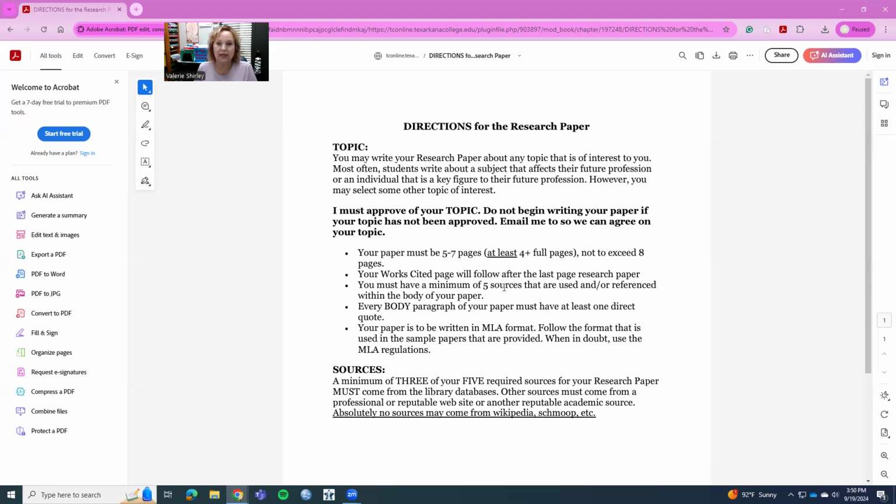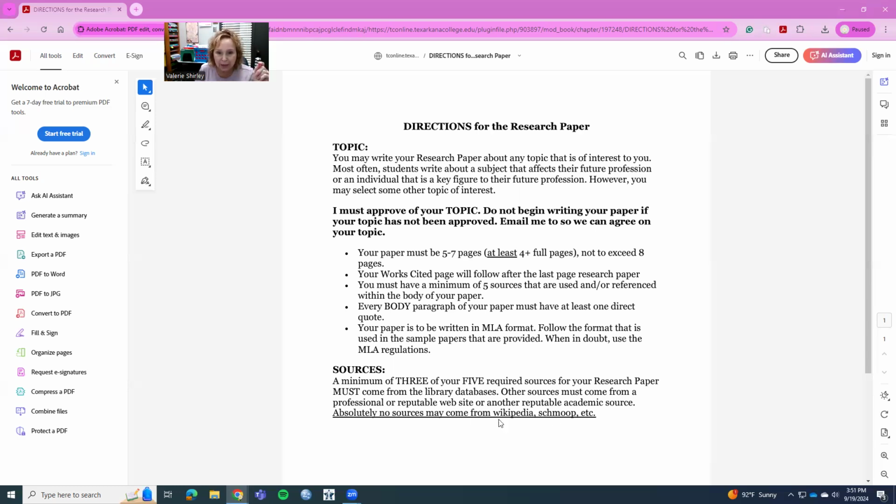you need a minimum of 5 sources on your works cited page. And remember, the works cited page starts at the top of the last page after your 5 full plus pages. And at least 3 of those sources are supposed to come from the TC databases. Not that difficult to do. Some of you have had some questions, and definitely email me so I can help you through that.